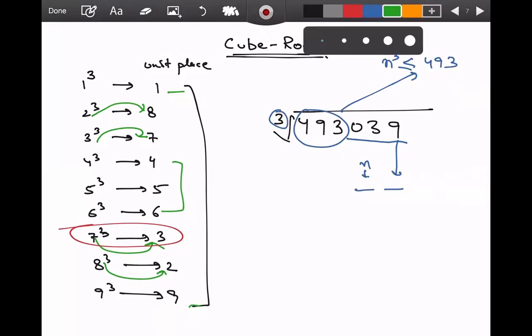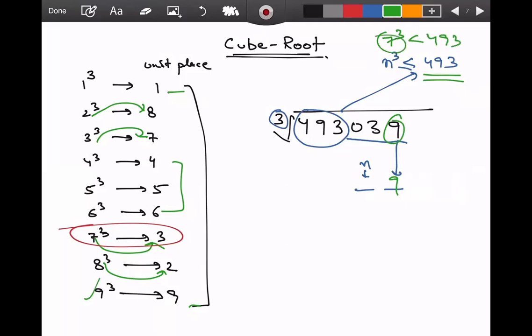Nine gives us what? 9. So 9 as a unit place is because of 9. Which number's cube is just less than 493? 8 cube is 512. 7 cube is 343. So 7 cube is just less than 493. So we write 7. Answer is 79.